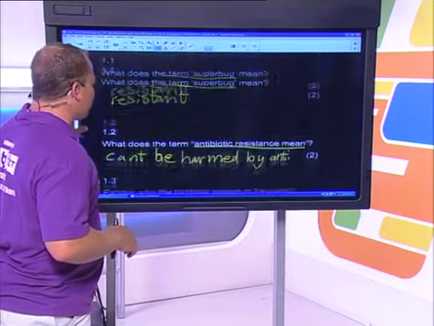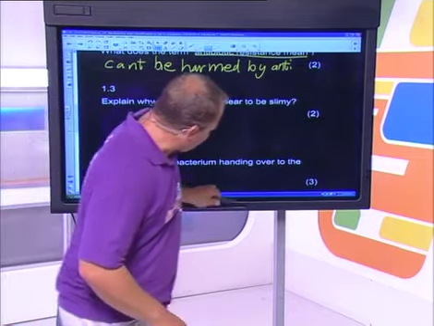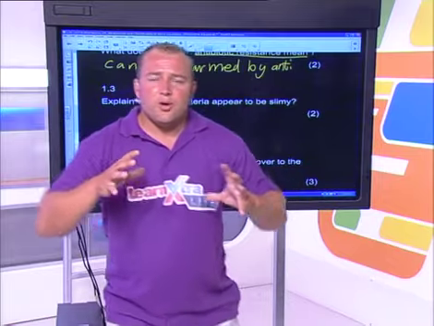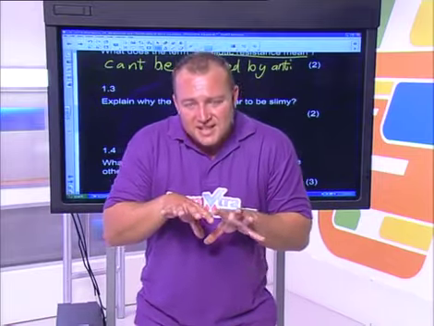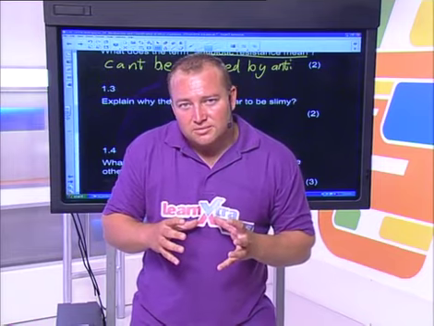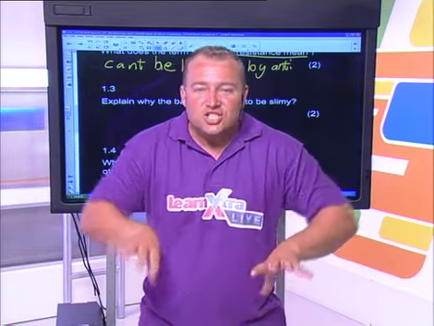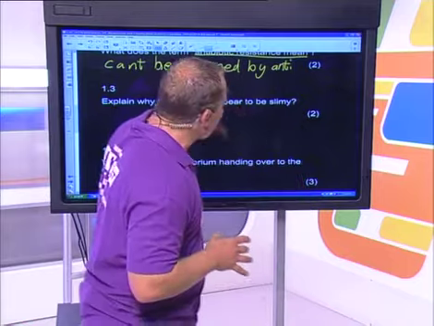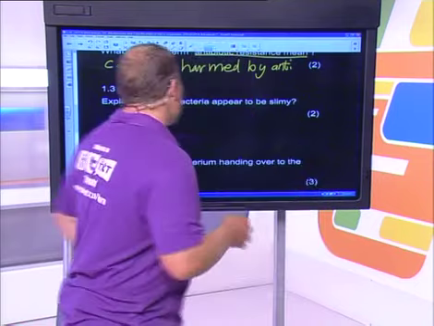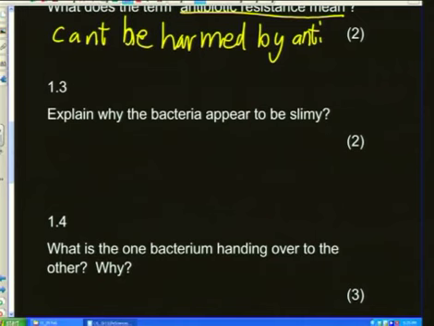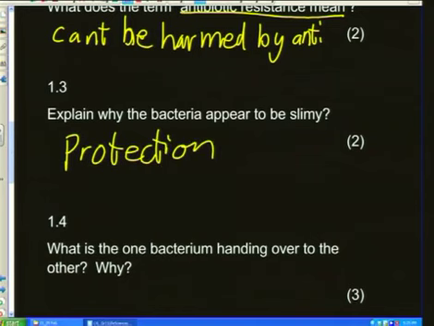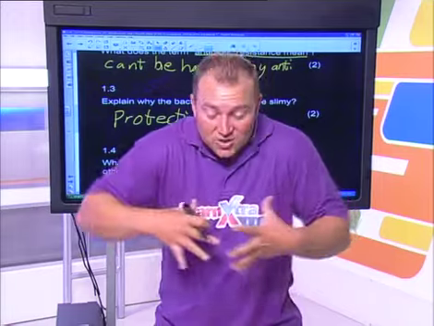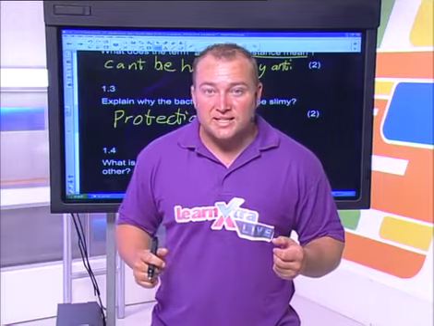Okay, now let me explain that to you. It's quite cool. Bacteria have got a slimy cover around them to protect them. It's there for protection, and that's why in the picture it looks slimy. So what is the slimy cover for? It's for protection. It needs the protection, and that's what the slimy covering does over this bacteria.